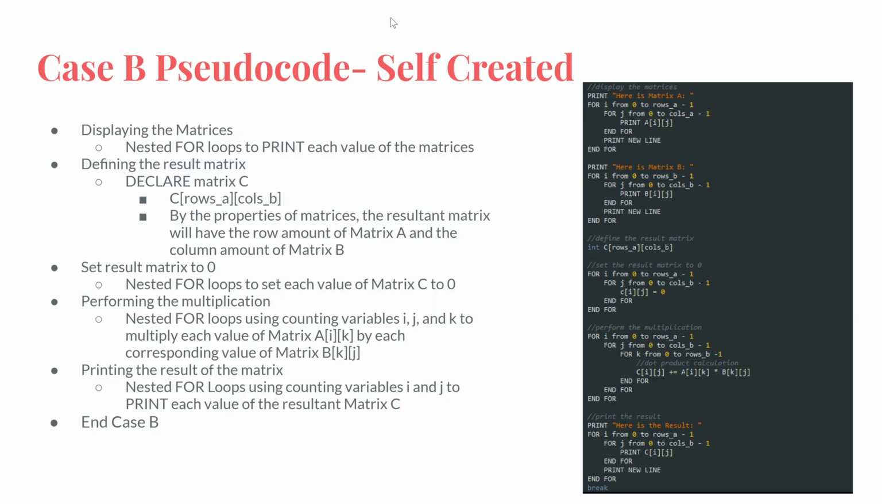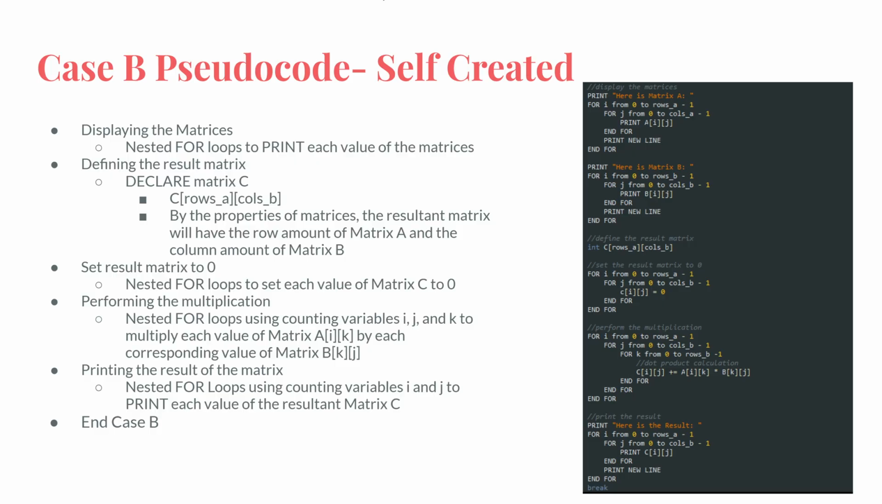I then go on to display the matrices. By doing this, I print a statement stating which is matrix A and which is matrix B, and then I use another nested for loop for each matrix to display each value of the matrix. And after each row is printed, I print out a new line so that way it's easier for the user to read.